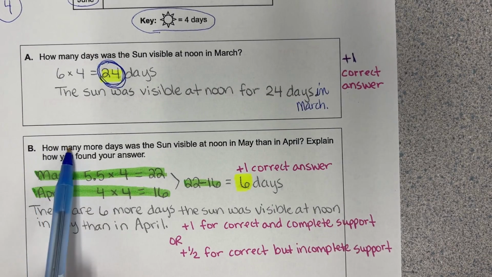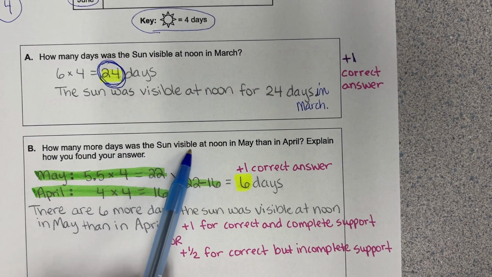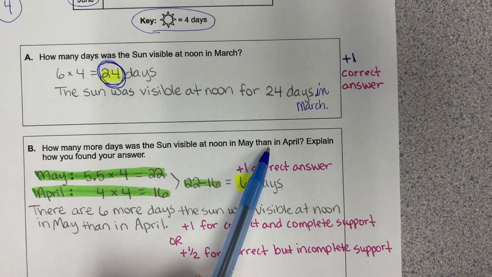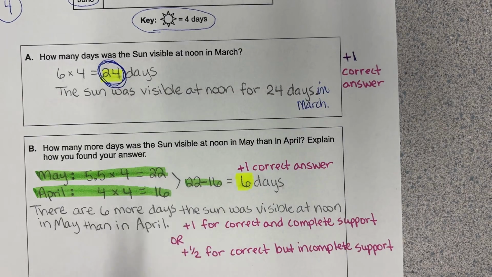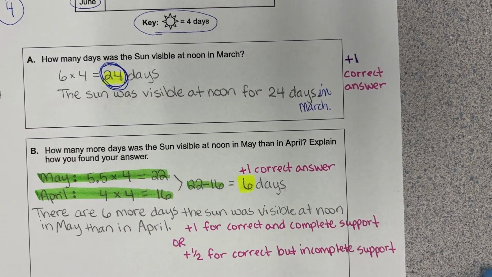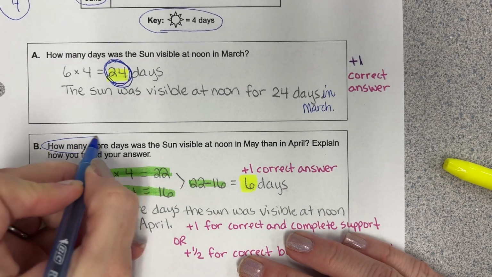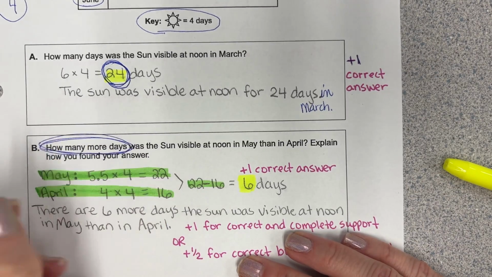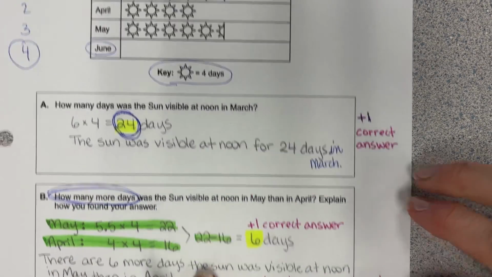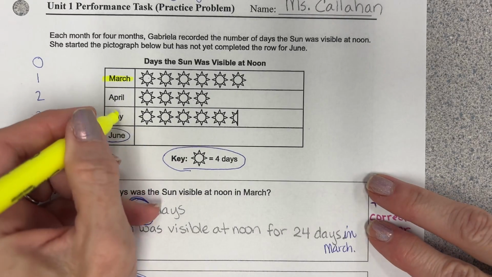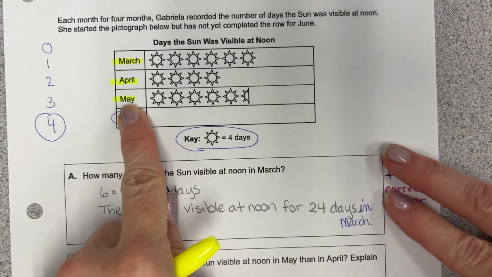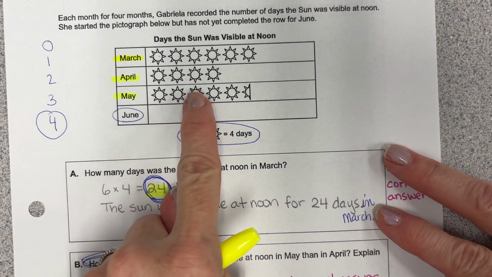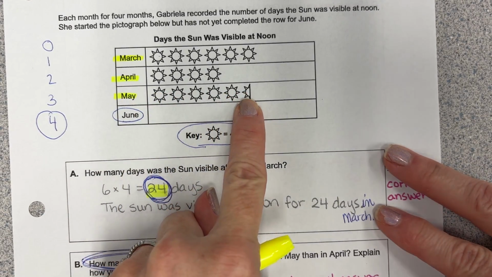Part B, how many more days was the sun visible at noon in May than in April? So now we're comparing May and April, and there's an extra step because of this. How many more? I'm feeling some subtraction coming on. So we're comparing May to April. So let's go up here. So let's look at May. In the month of May, you have 1, 2, 3, 4, 5.5 suns.